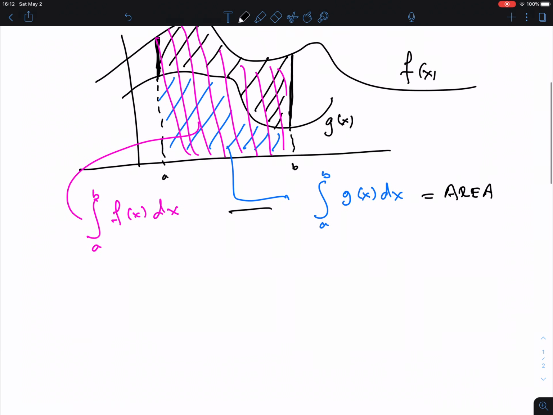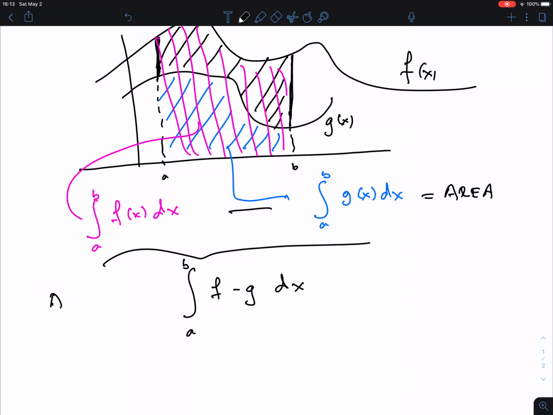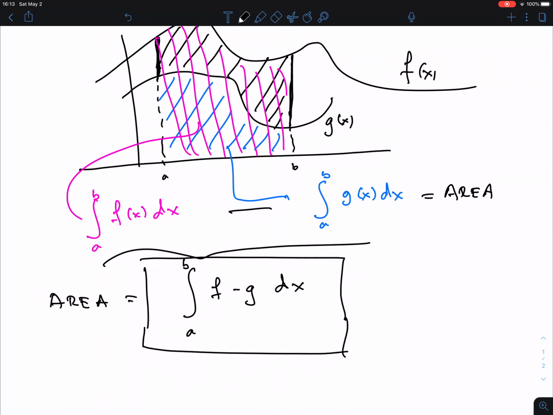Good. But we have a property of definite integrals that we can combine them if they are on the same domain, same endpoints. Then we can write this integral just as the integral of f minus g, dx. And that's it. So the area between two curves is given by this formula. Very simple formula.